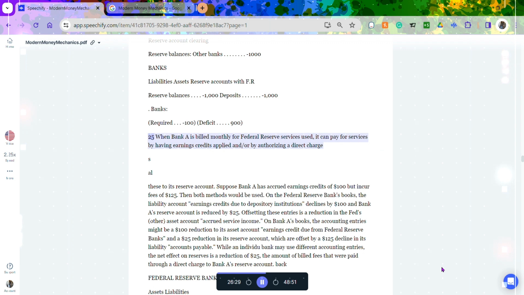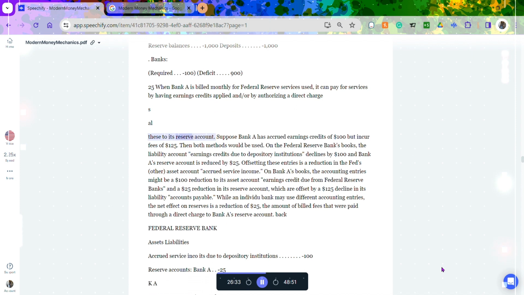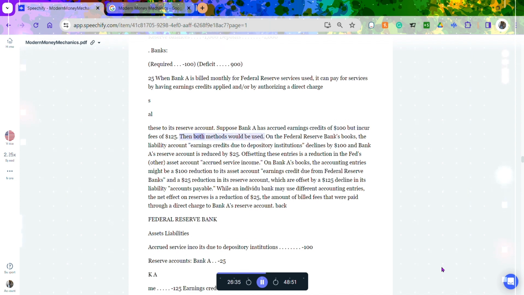25. When Bank A is billed monthly for Federal Reserve services used, it can pay for services by having earnings credits applied and/or by authorizing a direct charge to its reserve account. Suppose Bank A has accrued earnings credits of $100 but incurs fees of $125. Then both methods would be used.